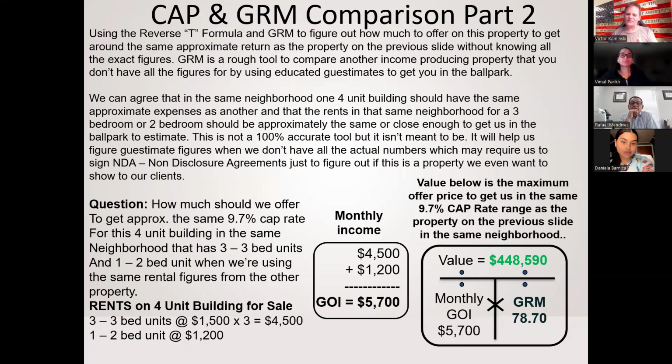Then you could just apply those figures to this one, since you figured out what the cap rate and the GRM was for the other property. So now you take that GRM for that other 4-unit building and you apply it to this 4-unit building to get the offer price. So you should not offer more than 448,590 to get you in that same 9.7% cap rate range, assuming that the rental rates are the same and the property expenses are in the same ballpark, right? Yeah.